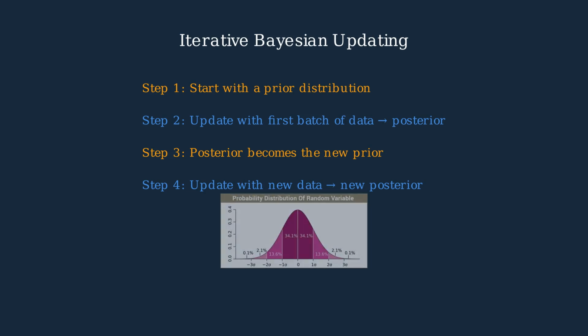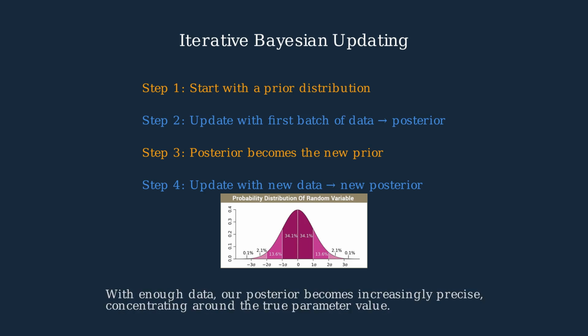As we continue to update with more data, our posterior distributions often approach a normal distribution following the central limit theorem. With enough data, our posterior becomes increasingly precise, concentrating around the true parameter value. This demonstrates how Bayesian methods combine prior knowledge with evidence to refine our understanding.